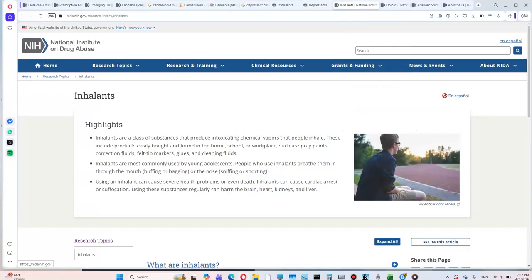Next, returning to the National Institute on Drug Abuse, inhalants highlights. Inhalants are a class of substances that produce intoxicating chemical vapors that people inhale. These include products easily bought and found in the home, school, or workplace, such as spray paints, correction fluids, felt tip markers, glues, and cleaning fluids. Inhalants are most commonly used by young adolescents. People who use inhalants breathe them in through the mouth, huffing or bagging, or the nose, sniffing or snorting.